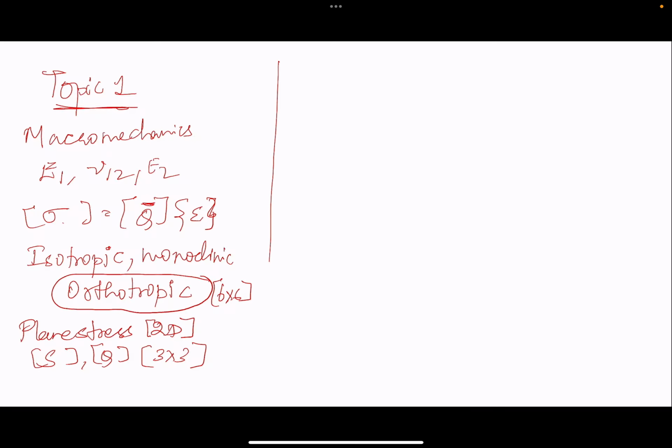And then we said, what about if you have an angled lamina, right? So this is when we talked about transformations, bunch of sines and cosines, and that led to us having the S bar, the reduced transformed compliance matrix.